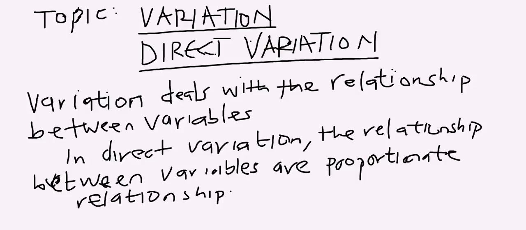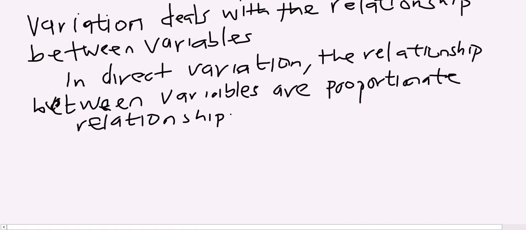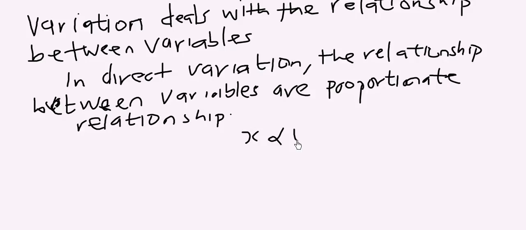What we mean by that is you have two variables, say x varies directly as y. This is the symbol for direct variation. X here varies directly as y. This symbol here stands for varies. It means that there is a proportionate relationship between x and y. What that means is that as x increases, y also increases.